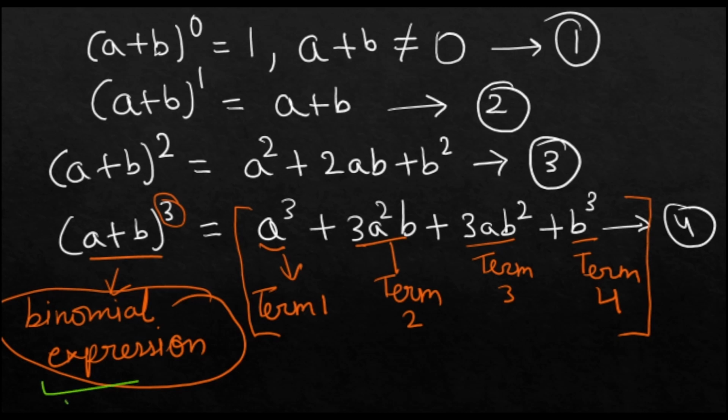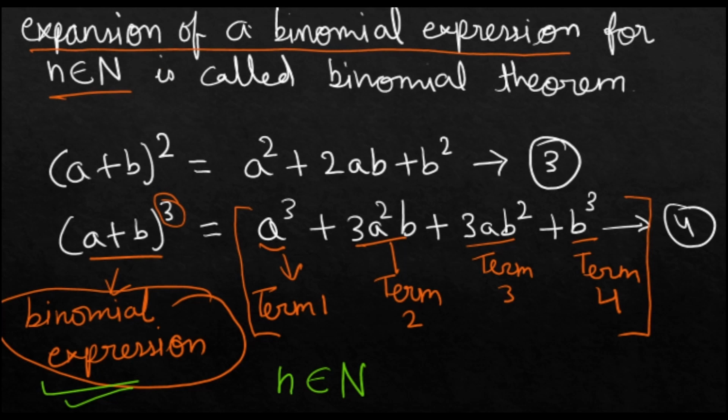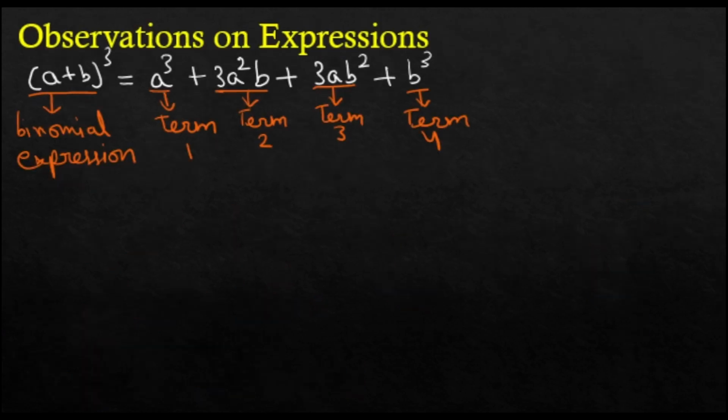Expansion of a binomial expression for n that belongs to natural numbers is called the binomial theorem. Again, expansion of a binomial expression for any natural number is called the binomial theorem. Let's talk about the observations on these expansions. So we have a binomial expression in this example with its expanded form.